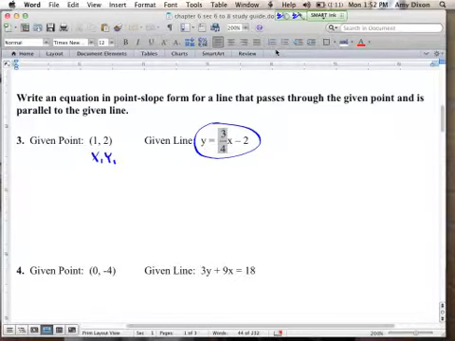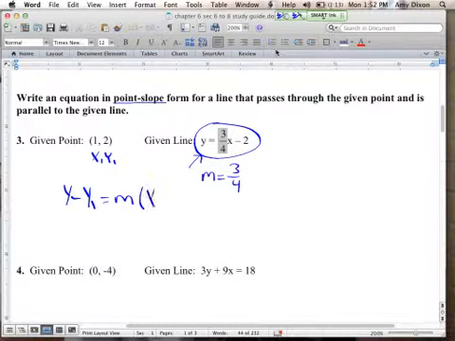Now, if we want to write the equation of a line parallel to this given line, we want to use the given line's slope. So on the given line, all we need to get from that is the slope. The slope is 3/4, so we write 3/4. Now the equation says to write it in point-slope form. Point-slope form, again, is y minus y1 equals m parentheses x minus x1.